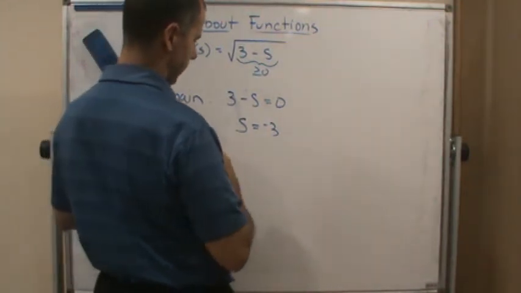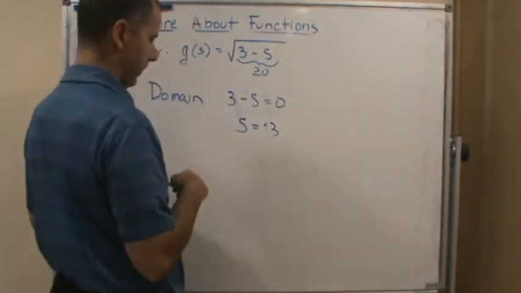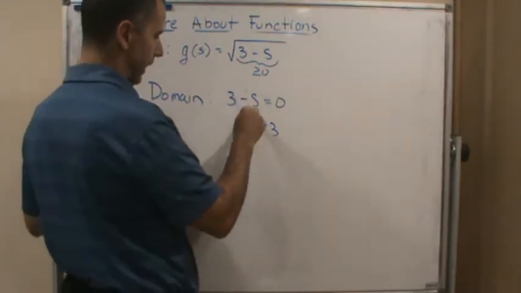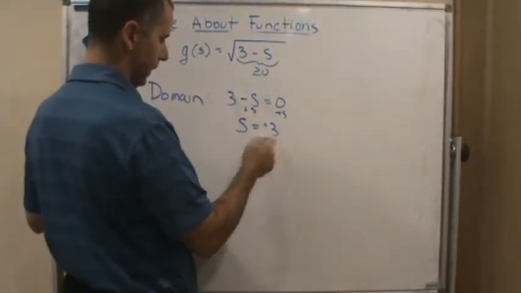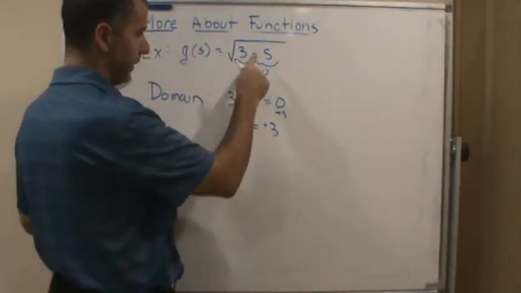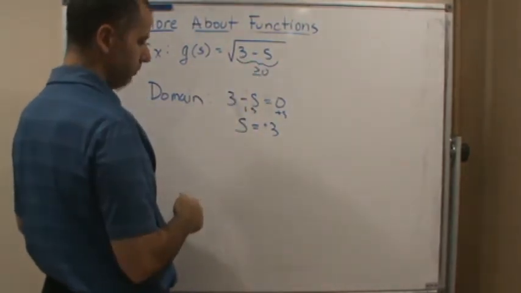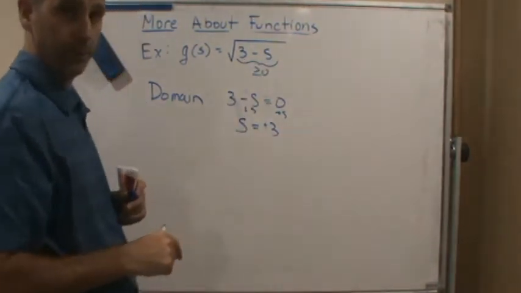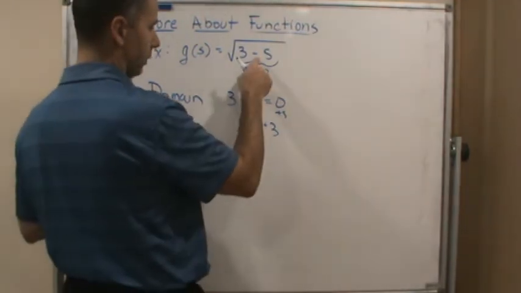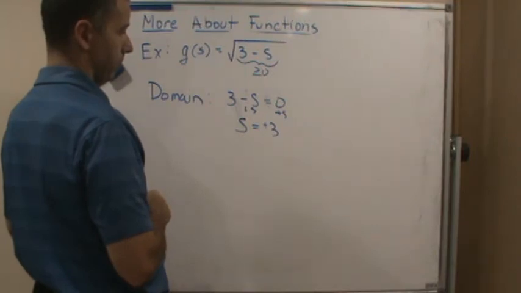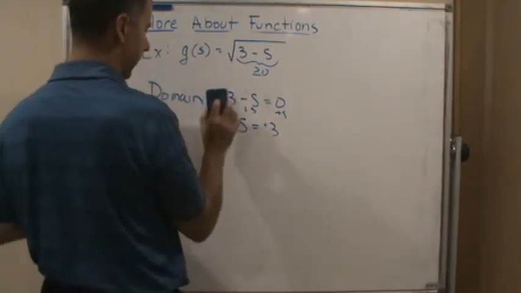Oh, hold on a second. Sorry. This is positive 3. Positive 3. Okay. Because if I add s to both sides, I get equal to 3. Sorry. So now, s is equal to 3. If s is equal to 3, I get 0. What if s is greater than 3? What if it's 4? Then I get a negative number. But what if s is less than 3? Then it's okay.